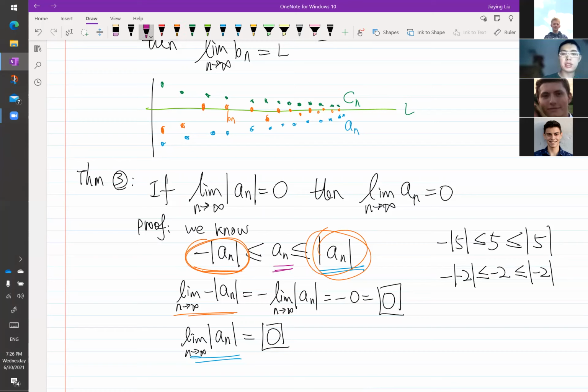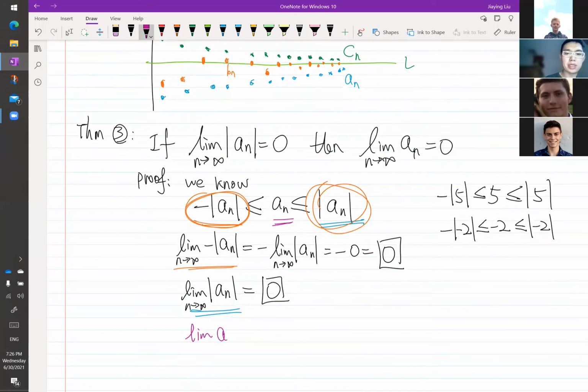Then the sequence in the middle, this sequence, will have a limit that's approaching 0, because it's caught between two sequences. So that's proved. Okay. Any questions on this?